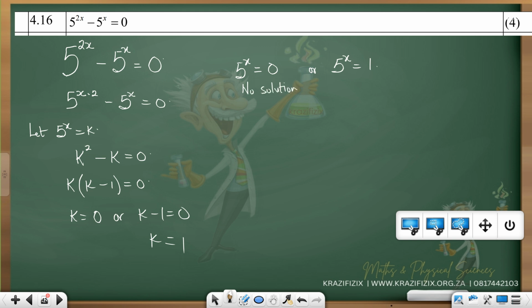0 is not a positive number. 0 is neutral. And here we say 5 to the power 0. Laws of exponent. We will remind ourselves of those.